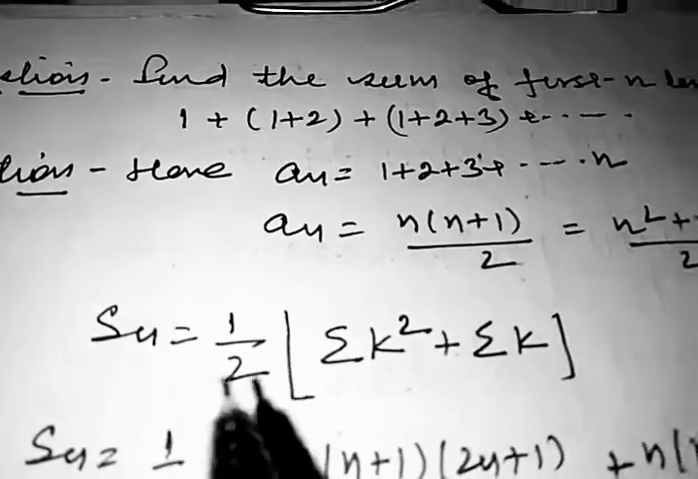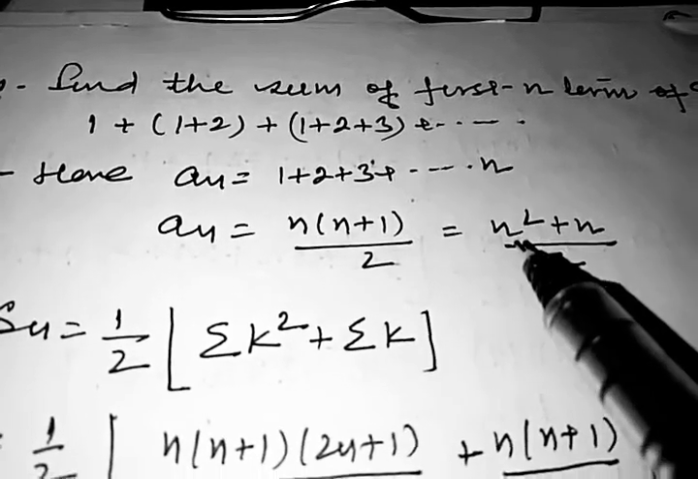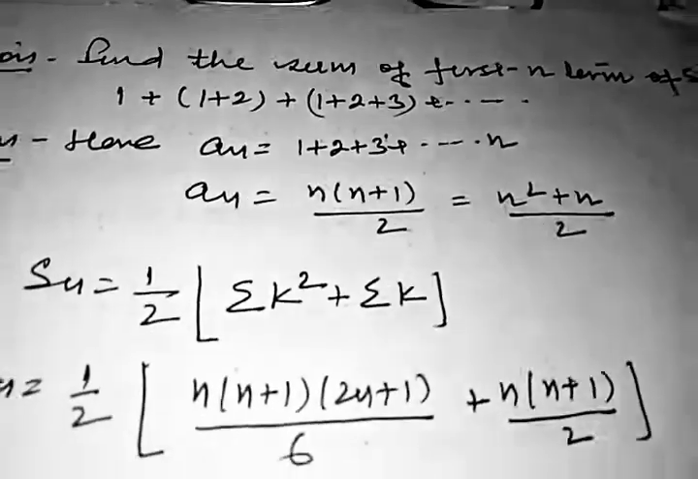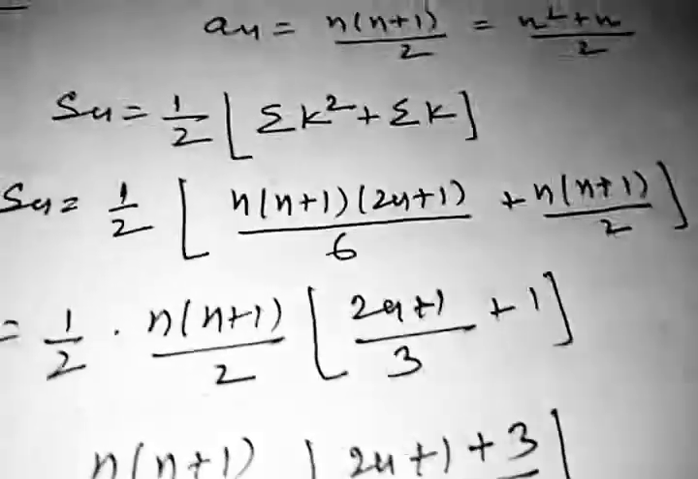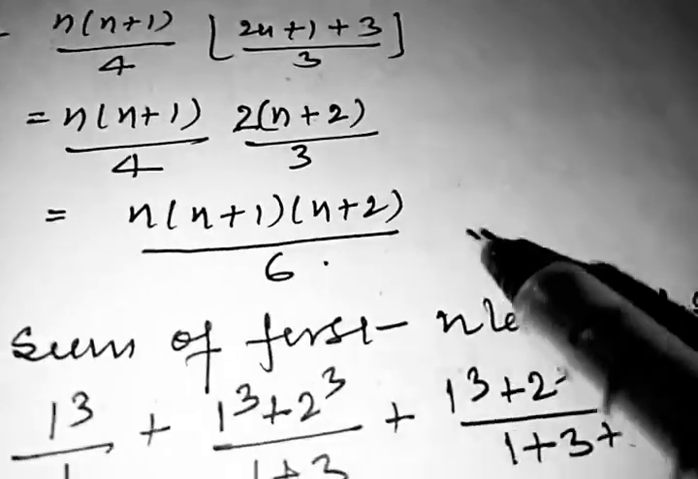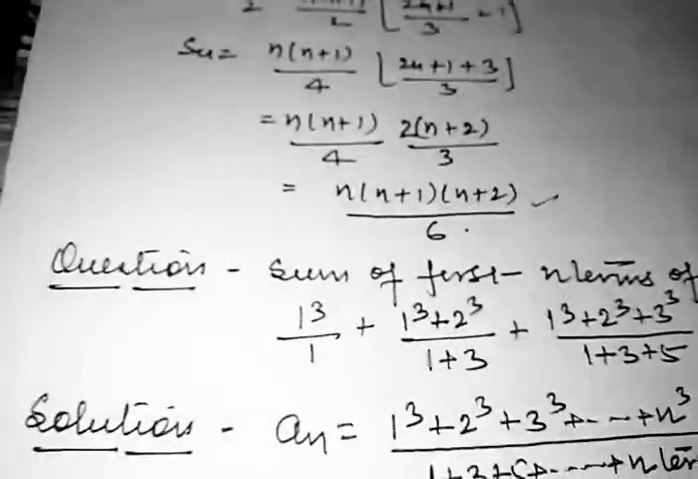Now Sn will be half of sigma k square plus sigma k. Okay. Now put the value of sigma k square and sigma k. On solving, we'll be getting the answer. Right. Then the next question.